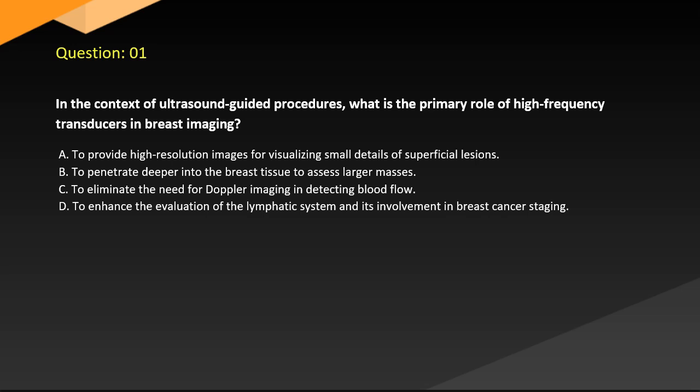Question 1. In the context of ultrasound-guided procedures, what is the primary role of high-frequency transducers in breast imaging? A. To provide high-resolution images for visualizing small details of superficial lesions. B. To penetrate deeper into the breast tissue to assess larger masses. C. To eliminate the need for Doppler imaging in detecting blood flow. D. To enhance the evaluation of the lymphatic system and its involvement in breast cancer staging.